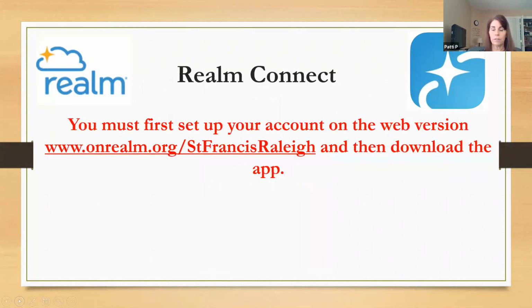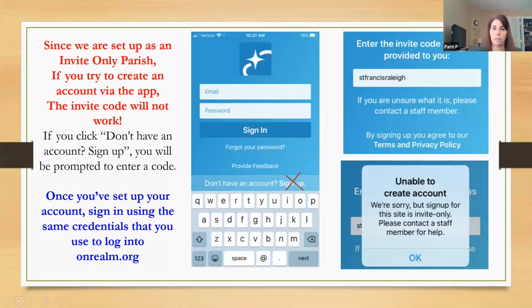So the first thing is to set up your account on the web version of Realm and then download the app. Since we're set up as an invite-only parish, if you try to create an account via the app first, the invite code will not work. So if I click this sign up button here, try to enter the code, I'm going to get an error message. So first, be sure to go ahead and create your account on the web version, which is on realm.org.